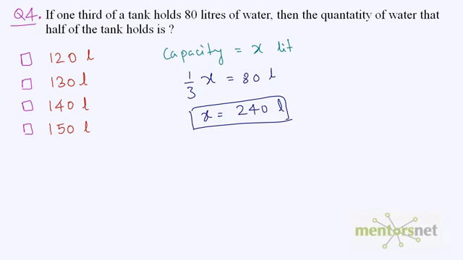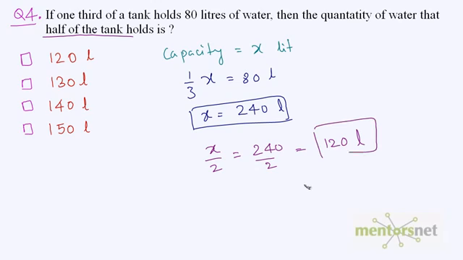But that's not being asked. You have been asked the half capacity of the tank. So x by 2 is equal to 240 by 2, which is equal to 120. So 120 liters is the half capacity of the tank.